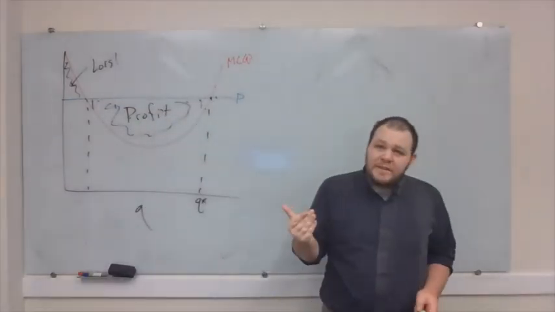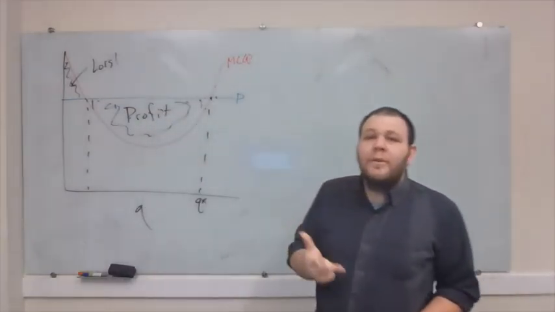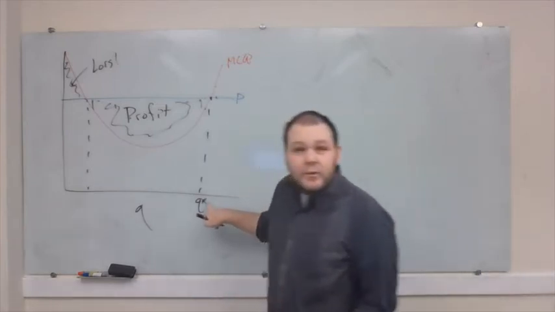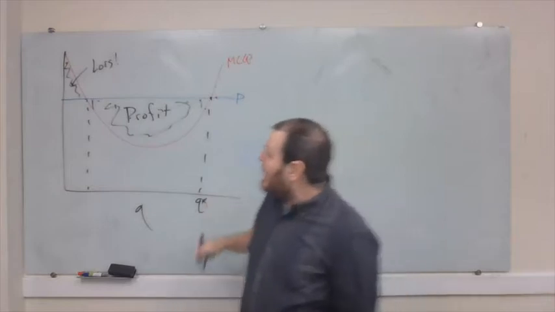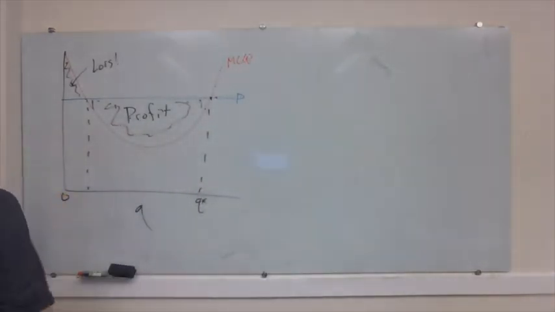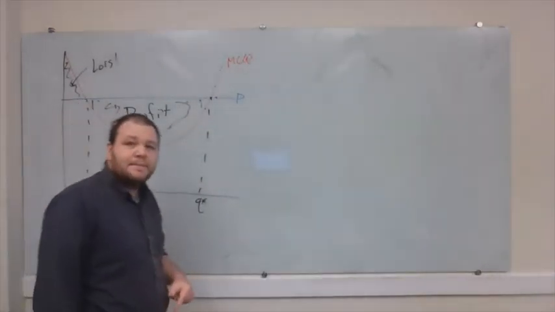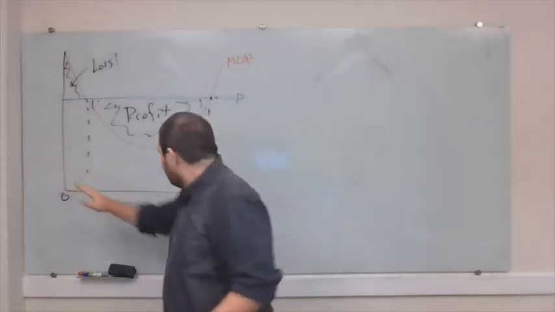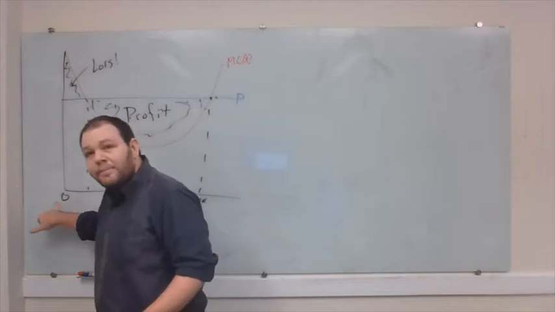In other words, there's really two potential best choices for us of how much output to produce. We might want to produce here at Q star. But we might also want to produce here at 0. We might not want to waste our time with all this mess. So how do we figure out which of these is the right answer? Whether we're better off at Q star or at 0?